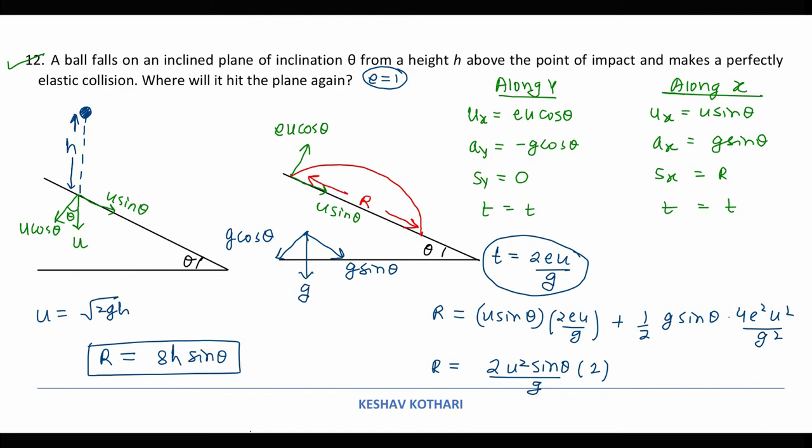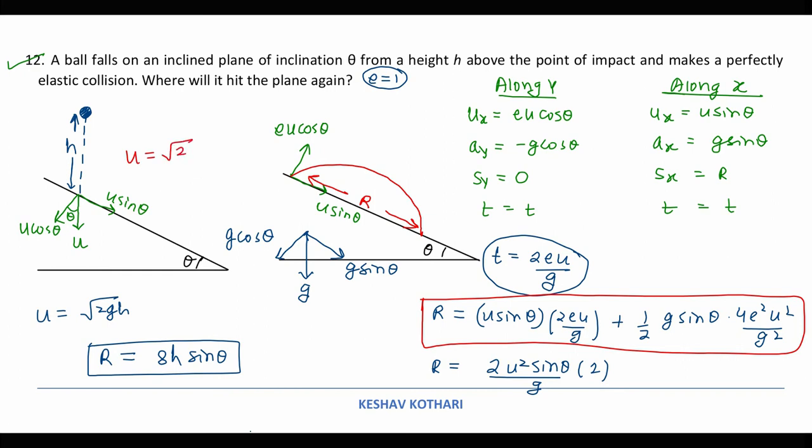So this expression which we have attained in terms of e will be important if the problem is stating that the coefficient of restitution is equal to e. And we have substituted u equal to root over 2gh since the ball was dropped from a height h. So let us deal with the next problem.